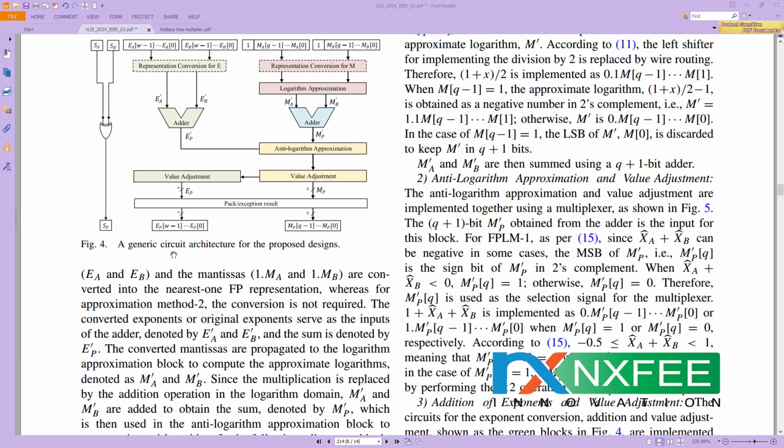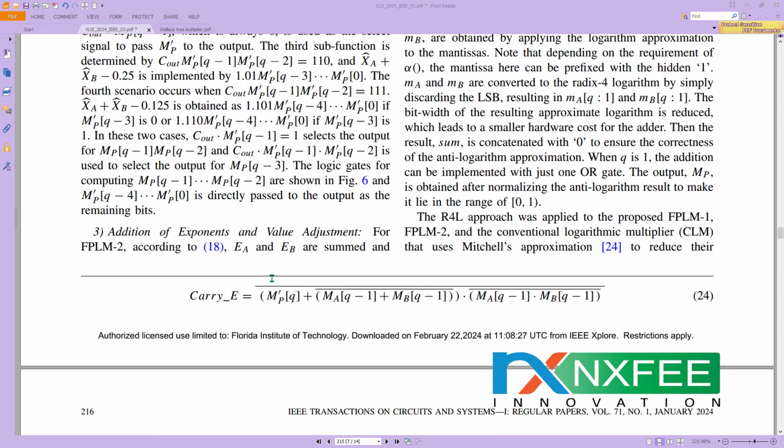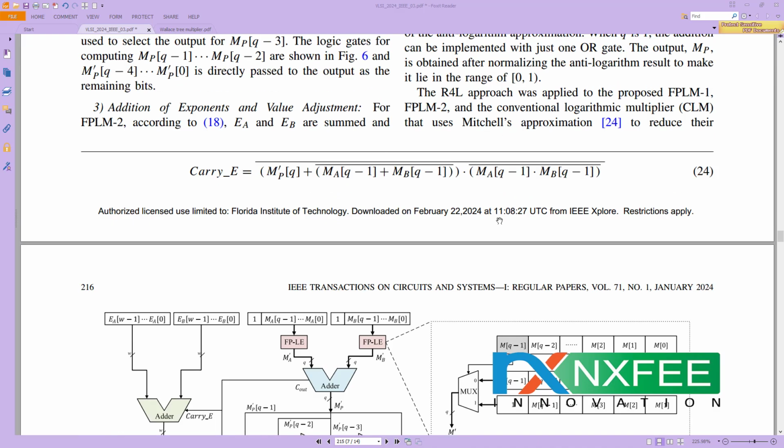The first one is the generic circuit architecture, and the second is the circuit design of the first proposed floating point logarithmic multiplier, FPLM1. Here the shifting method is updated, and this is the logarithmic method and this is the anti-logarithmic method. Figure 6 is also the same, but the anti-logarithmic method is modified here to reduce the logic size in FPLM2. Now we can verify the Verilog HDL coding for these architectures.